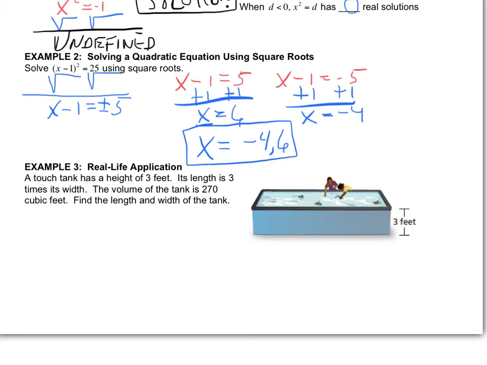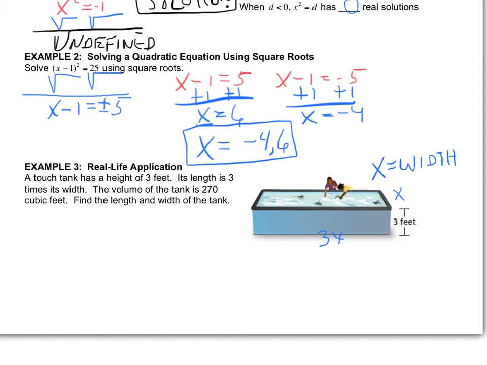This last one has a little bit of work to do. We have to use a little of what we know about some different things. When we first read through this, the touch tank we are looking at has a height of 3 feet. We know that the length is 3 times its width. So I'm going to call this side over here my width, so x equals our width. The length then is 3 times that, so that would be the length of this rectangular prism. And I know the volume of the tank is 270 cubic feet.